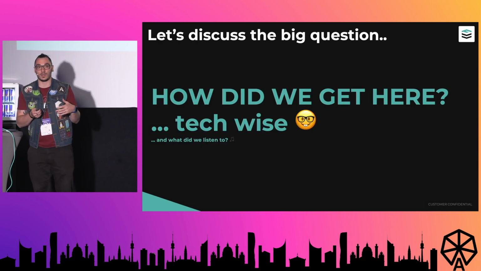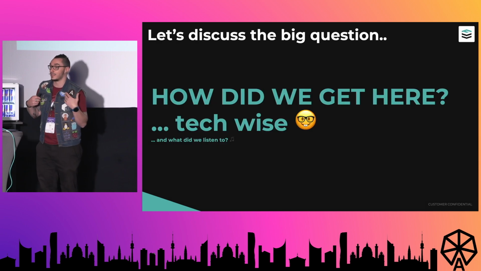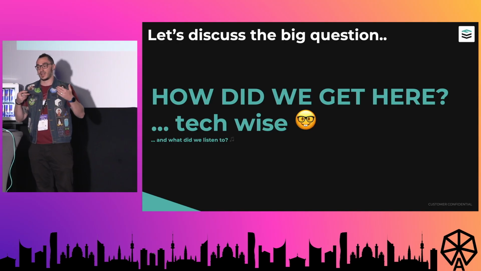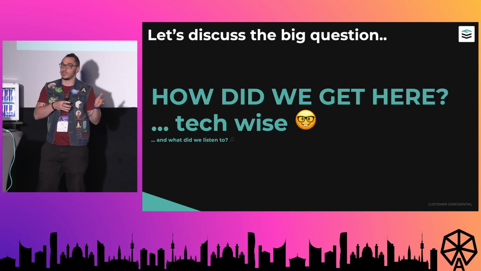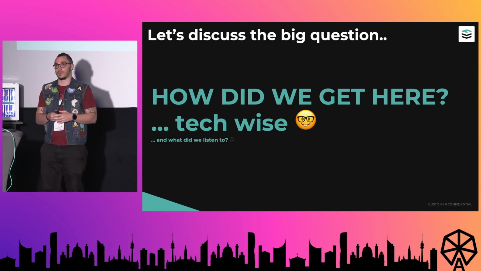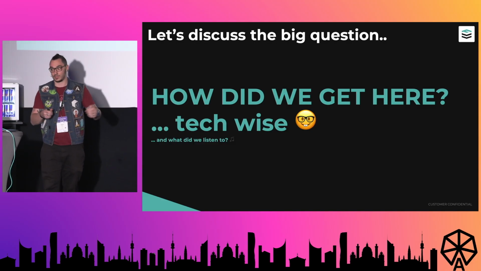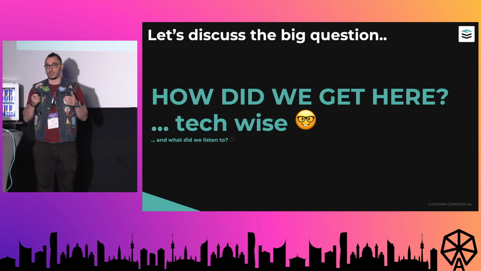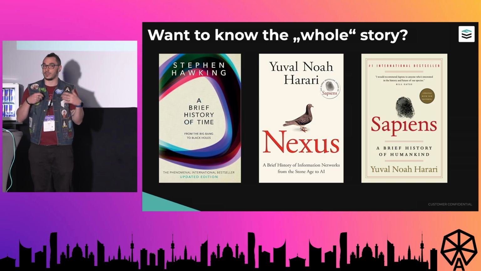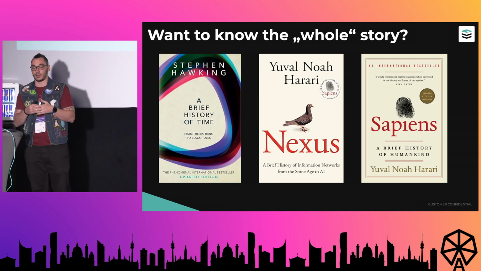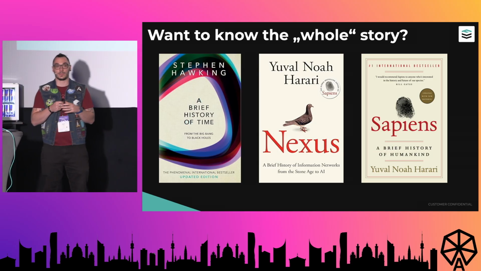Now, the big question I wanted to answer for myself, and maybe also give you a little insight, is how did we actually get here, especially tech-wise? And while having a look at that, what did you actually listen to, to get some reference for what the times were, history of cloud native? Talking about brief histories, other people had the same idea. If you want to know the brief history of time, humankind, our species, there are some pretty good books about that. If you want to know about cloud native, stick with me.